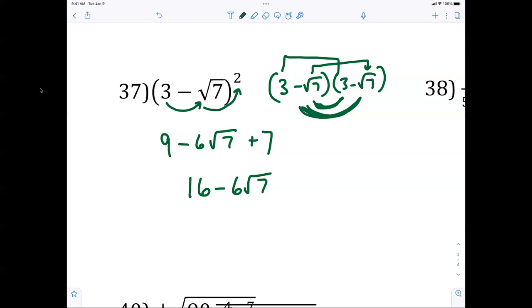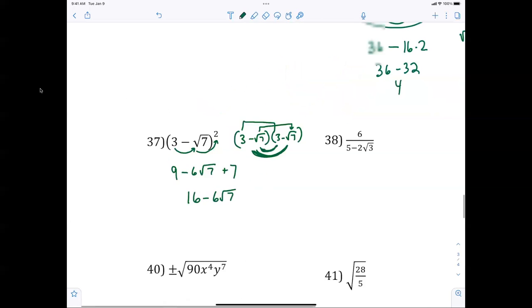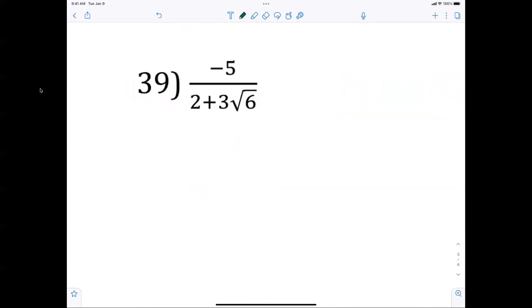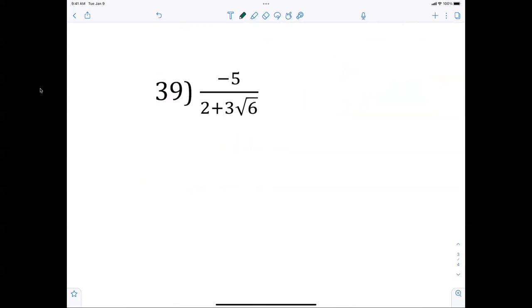Is everybody okay with that? Anybody have any issues? Okay, 39 from Friday. Who remembers what to do on 39? Tell me, good. Get 2 minus 6, or 2 minus 3 radical 6. Thank you very much, sir. That is correct. You multiply by the conjugate. Negative 10 plus 15 radical 6.